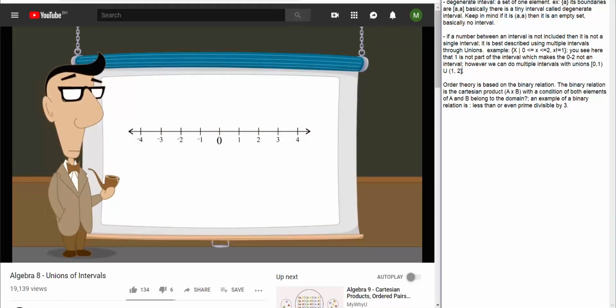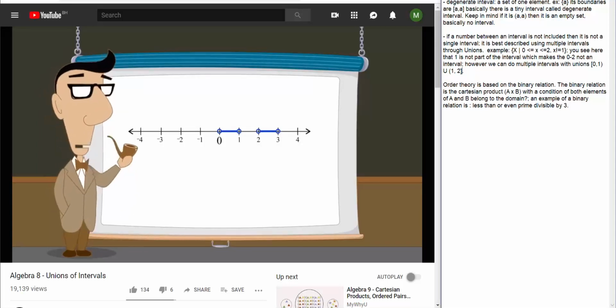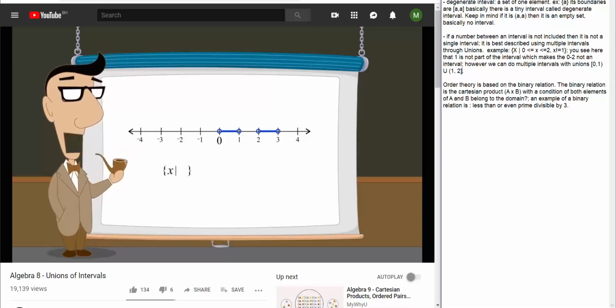As another example, let's create one set containing all the numbers between 0 and 1 and between 2 and 3, but not including the endpoints. In set builder notation, this is the set of all numbers x such that x is greater than 0 and less than 1, or greater than 2 and less than 3.